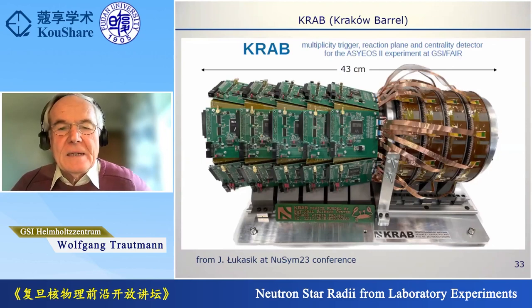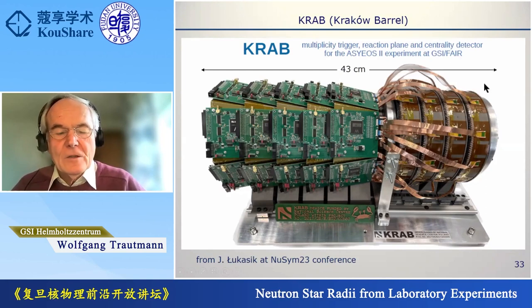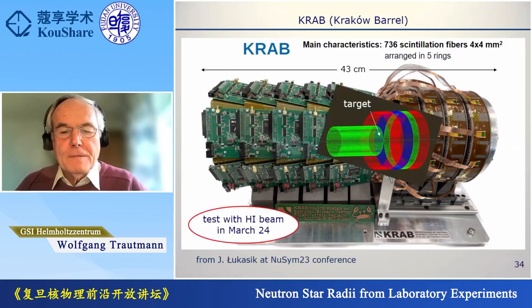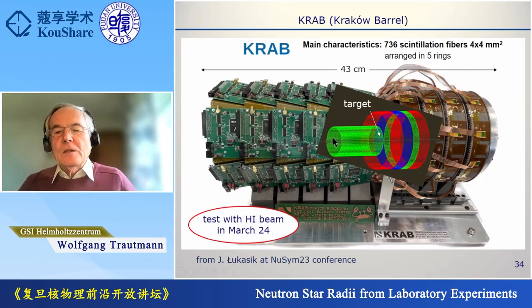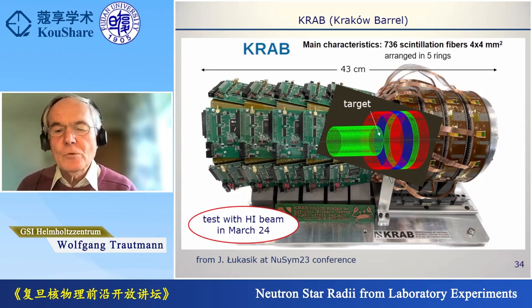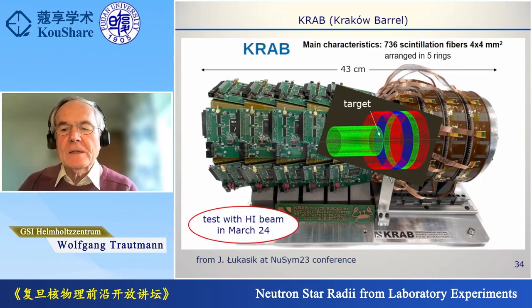The other instrument is CRAB, the Krakow barrel. That is a very small detector, 43 centimeters total length, consisting of five rings of scintillation fibers, 4 by 4 millimeters squared in cross section. The target sits in the middle here at this point, and then you have four rings in forward direction and one ring in the backward direction. And the hope is that this detector will give us an improved azimuthal distribution of all the particles emitted in a large range of polar angles and allow us to get better resolution on the reaction plane orientation that is important to determine the azimuthal distributions of the neutrons and charged particles.